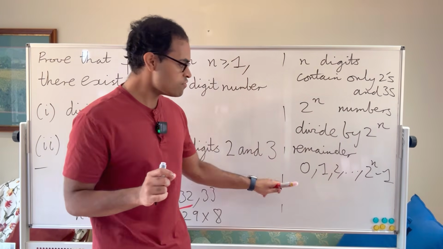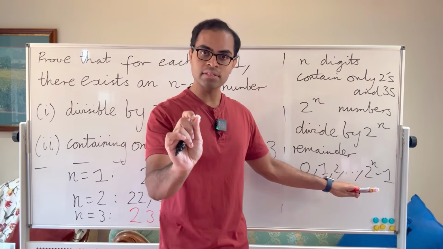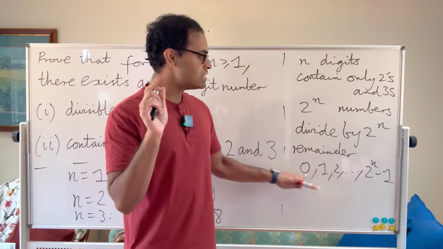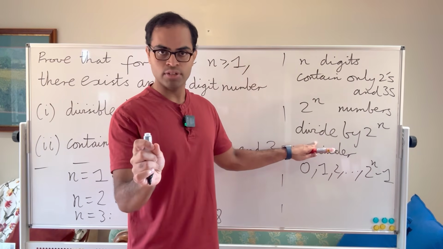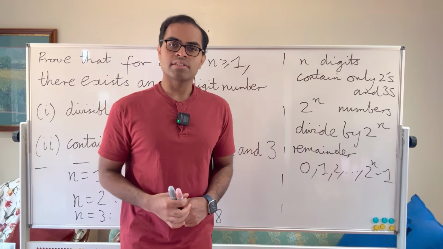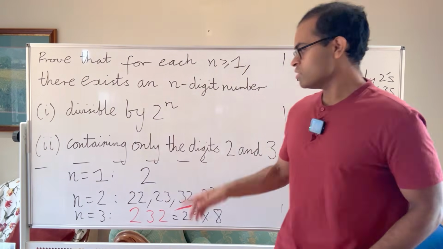So we're going to show that every remainder occurs exactly once. In particular, the remainder 0 occurs, and that is a number that is divisible by 2 power n, because we're dividing by 2 power n, and contains only the digits 2s and 3s. Okay, so how are we going to do this? Let's just dive into that. I'm going to do it on this side of the board.